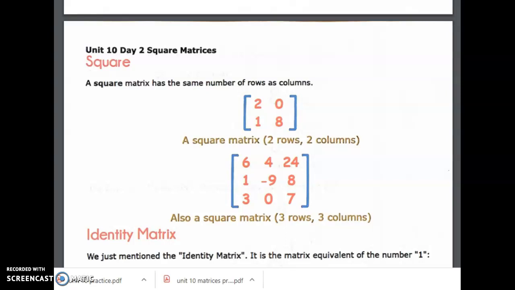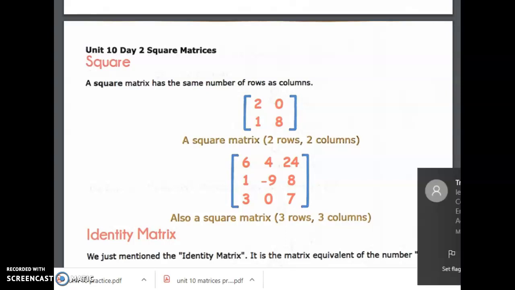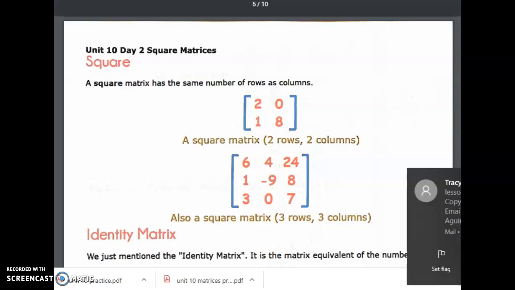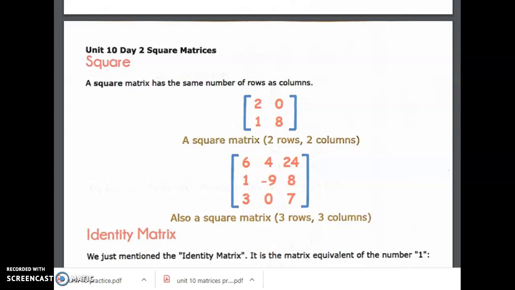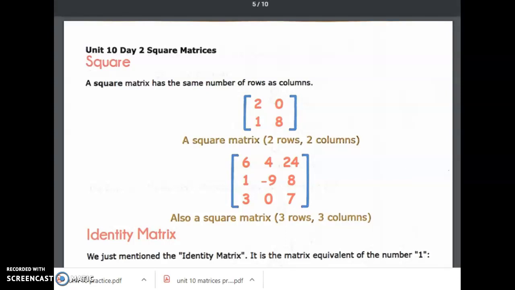Hi everyone, today we start talking about our second lesson with matrices, and this is all about square matrices. The reason we focus on square matrices is because they have a lot of characteristics that we can do further problem solving with, or applications to different types of problems.